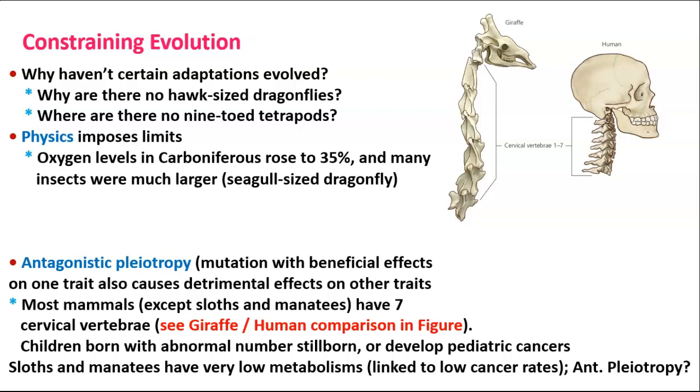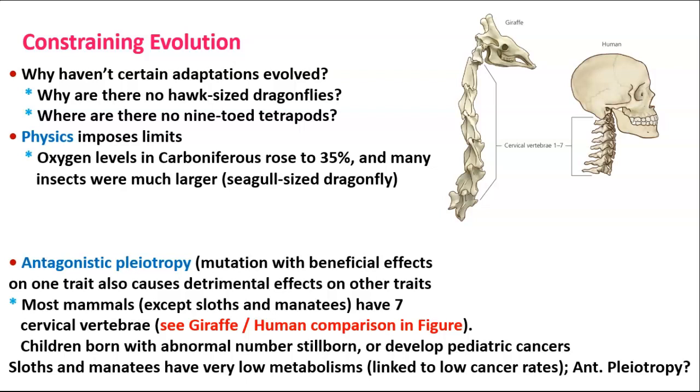But history is interesting to look at here, because oxygen levels in the Carboniferous period, going back 300 and some odd million years ago, rose to about 35%. Today, if I'm remembering correctly, oxygen levels are about 20%, so significantly higher in the Carboniferous. And back in the Carboniferous, many insects were much larger. In fact, there were seagull-sized dragonflies flying around.